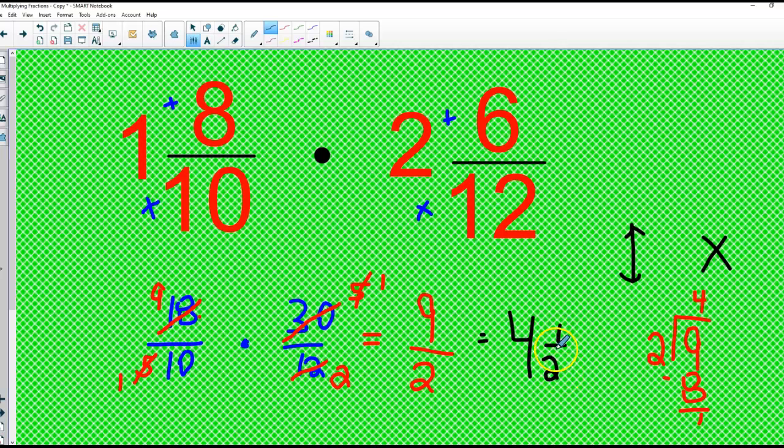4 and 1/2, or 4.5. So if we double check this, there's nothing that goes into a half. That's as low as it can go. So we are done. We have reduced it and we have changed improper fractions. So when we multiplied together, we got 4.5.